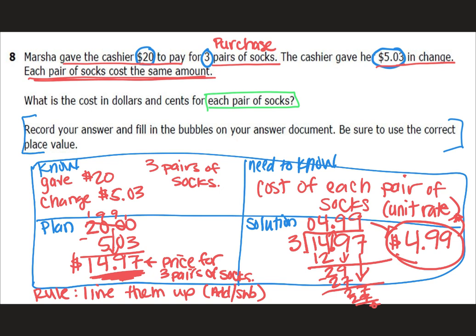This is all you needed to do for this question, question 8. So make sure you've circled your numbers, you've underlined, make sure that you put your chart together. What do you know? What do you need to know? Your plan, and then your solution. You also need to make sure you add the rule right here. When we're doing test corrections, we have to add our rules into this as well.